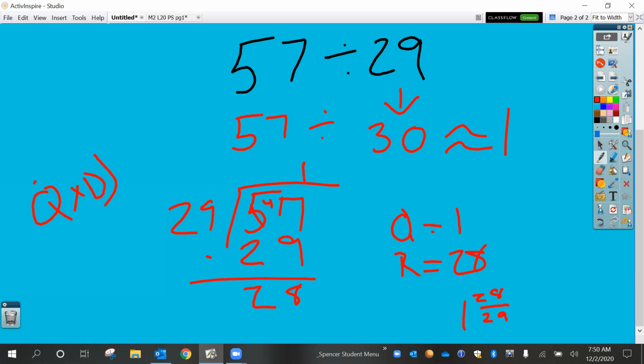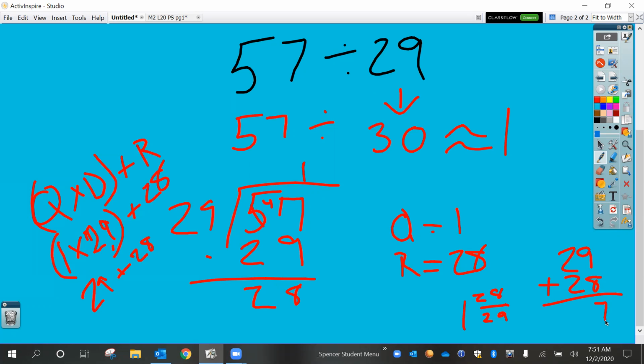Quotient times divisor plus remainder is, so we got 1 times 57 plus, let me put that in parentheses, plus 28. Oops, not 57, Mr. Briggs. I just looked up at the problem. I took 57, but it's 1 times 29, right? That's our divisor. So 29 plus 28. Well, I can't do that in my head, so I'm going to set it up over here on the right-hand side. 29 plus 28, 57. Check. Beautiful.